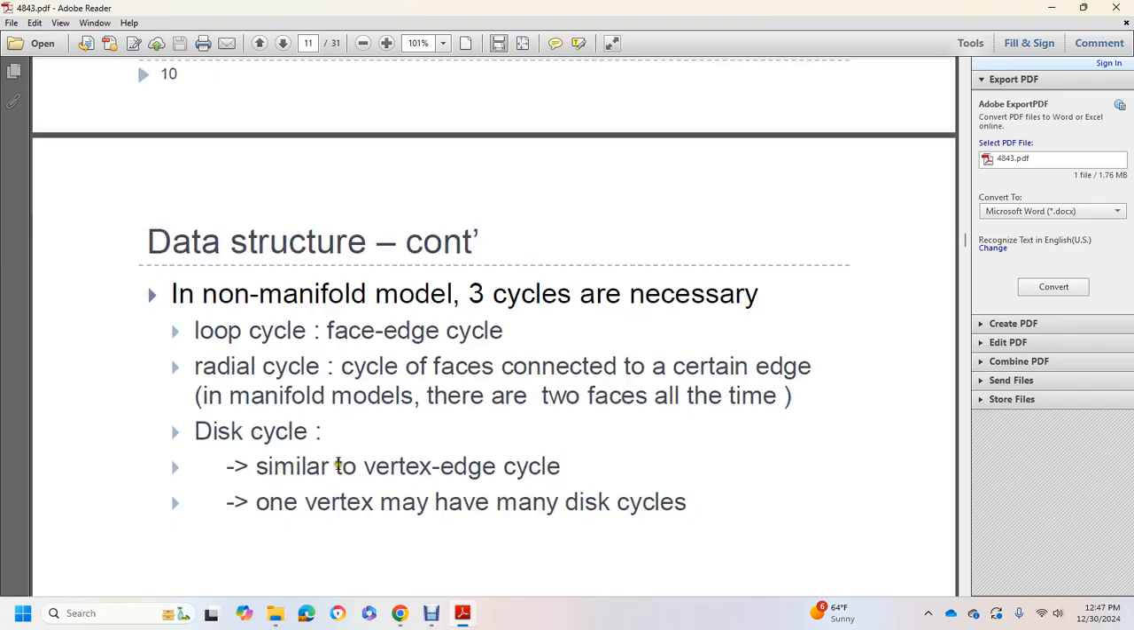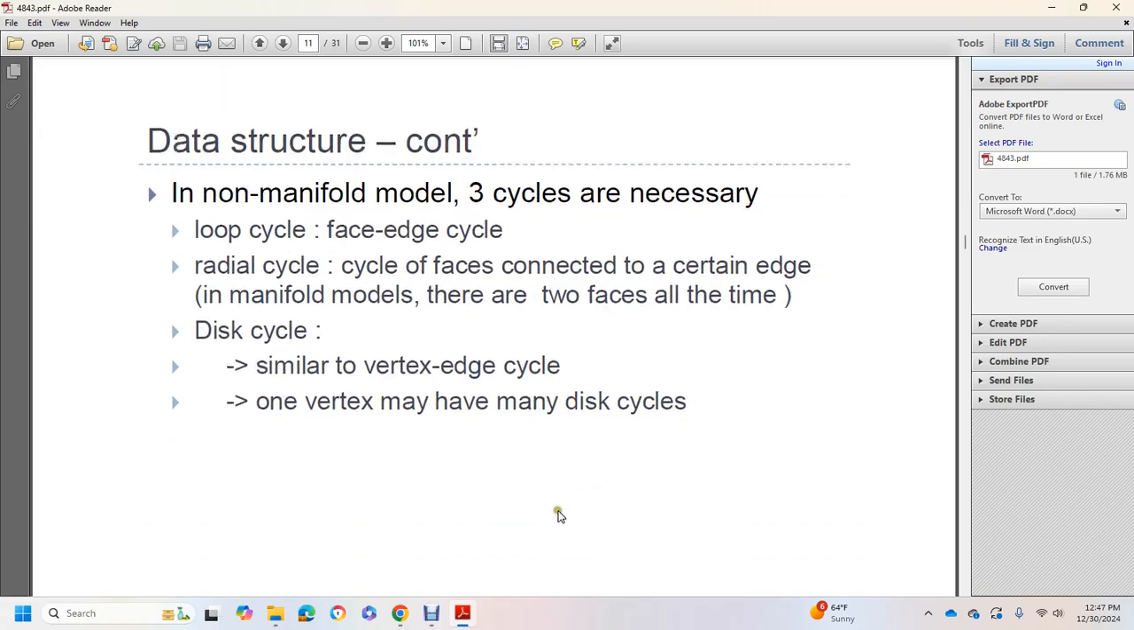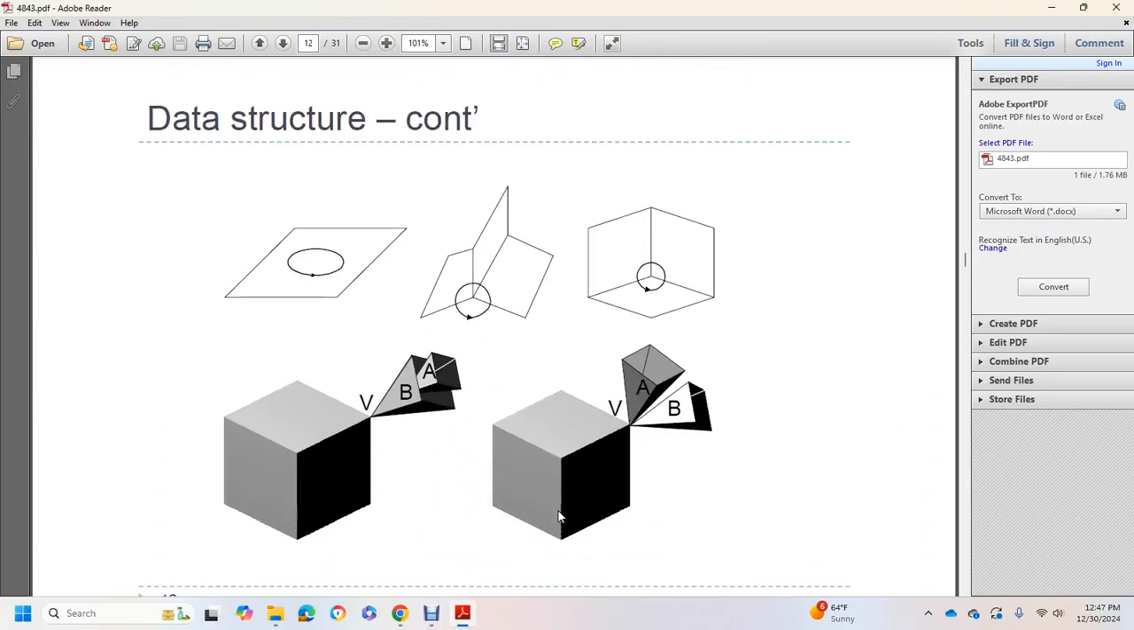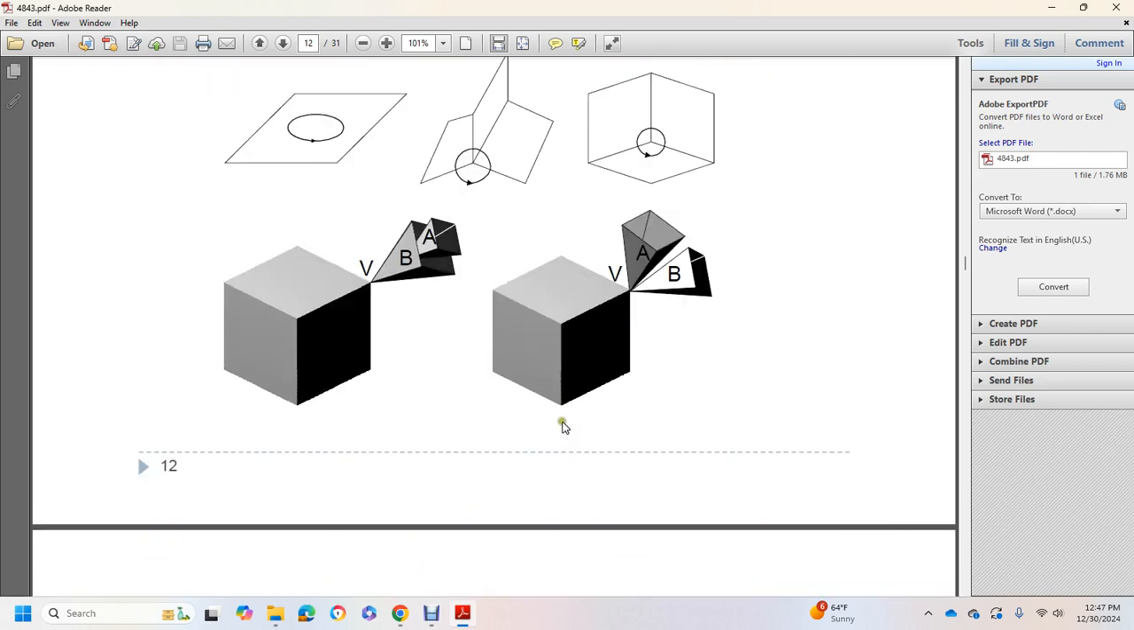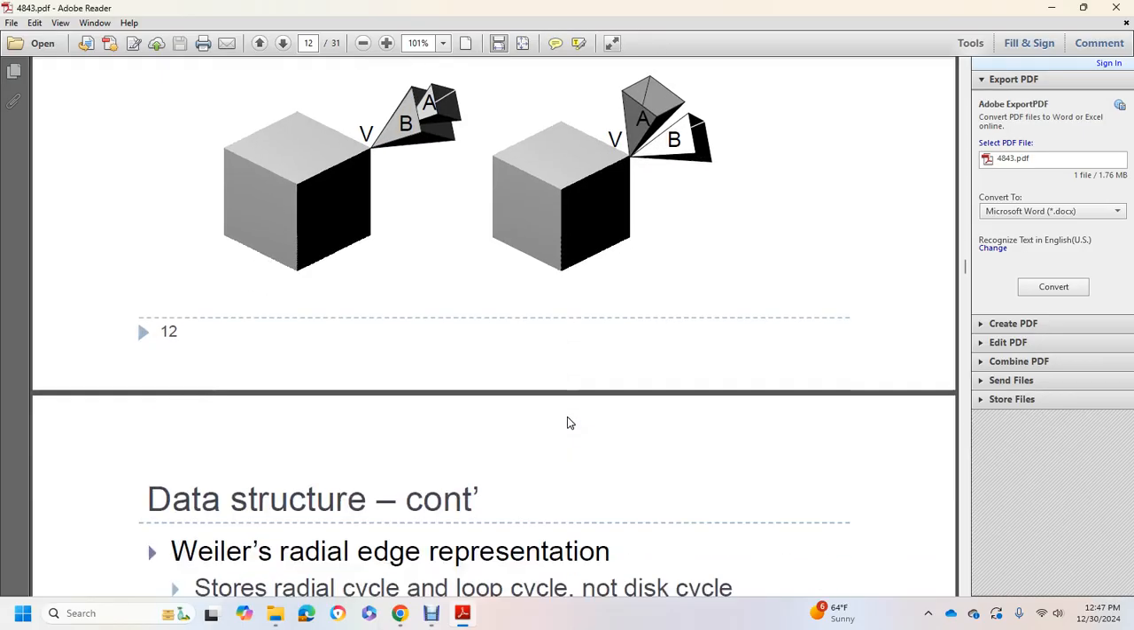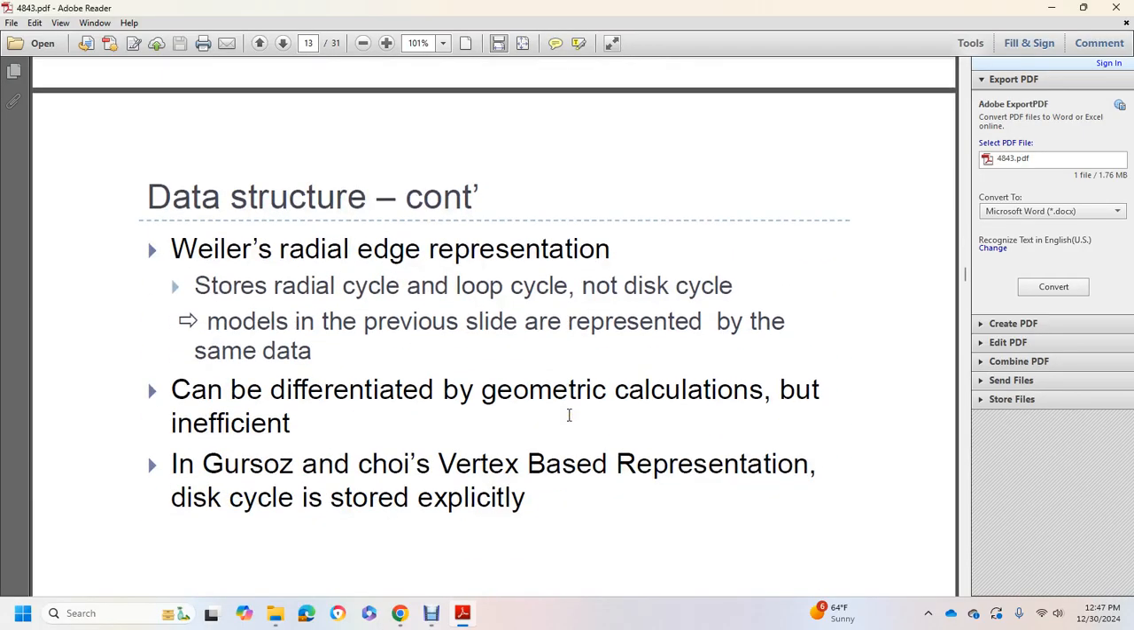Disk cycle is similar to the vertex-edge cycle. One vertex may have many disk cycles. This shows the different disk cycles at vertices A and B. Data structure, continued. Weiler's radial edge representation stores the radial cycle and loop cycle, but not the disk cycle. Models on previous slides are represented by the same data; this can be determined with geometric calculations, but that is insufficient.